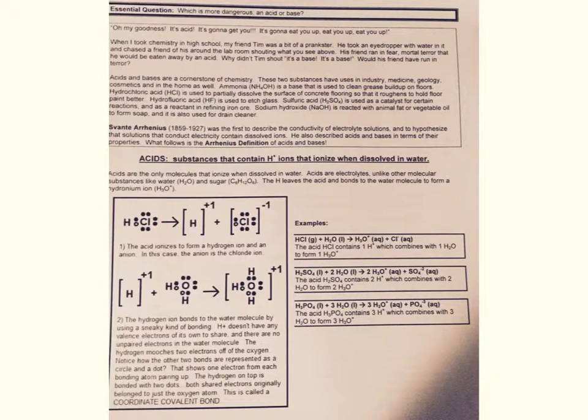Meanwhile, sulfuric acid is used as a catalyst for certain reactions and as a reactant in refining iron ore. Sodium hydroxide, NaOH, is used in the production of soap when it combines with animal fat or vegetable oil. It's also used as drain cleaner.